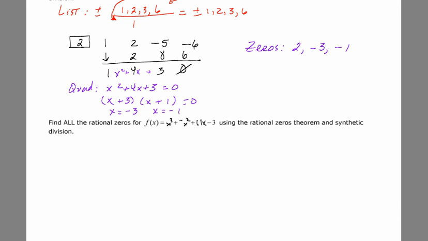Let's work on making up our list. Plus or minus, the bottom value factors go on the top. The initial coefficient factors go on the bottom. Now our list isn't very extensive. It's plus or minus 1 and plus or minus 3. 1 over 1 and 1 over 3. And we're looking for 3 zeros, but we're just going to see if we can find one from that list.